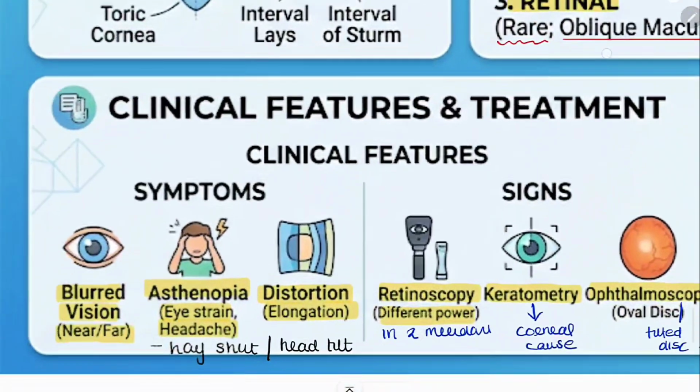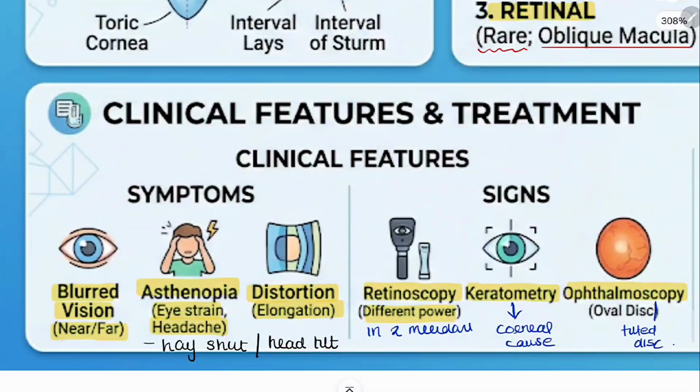Now coming to the clinical features of astigmatism. We said that there is blurred vision for near and far objects. So both distant and near vision will get blurred. Then there can be asthenopia: eye strain, headache, watering from the eyes, and then there can be distortion of objects. There can be elongation of the object. A person looking at graph paper will not see correct squares. They will see elongated or distorted objects. So blurred vision for both near and far, asthenopia and distortion, that is elongation.